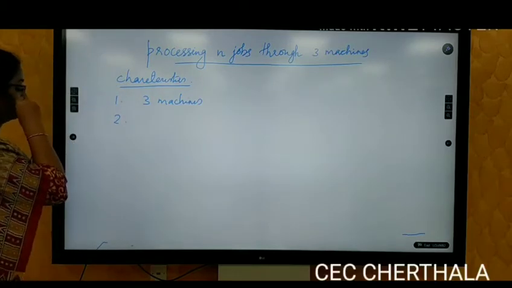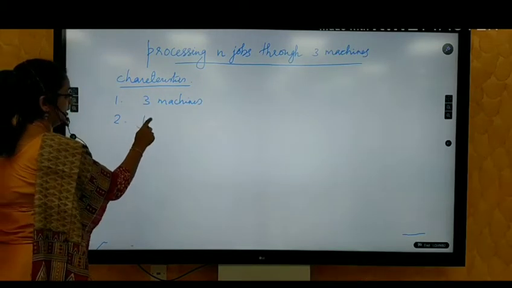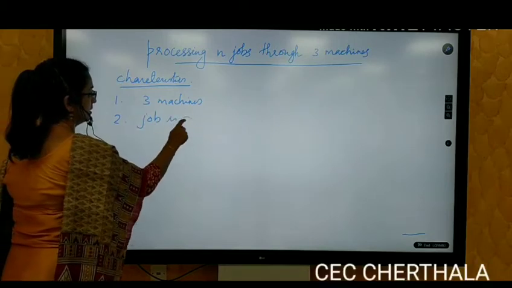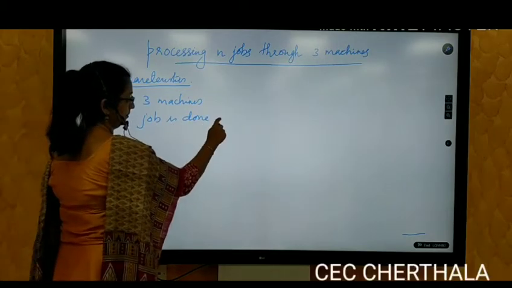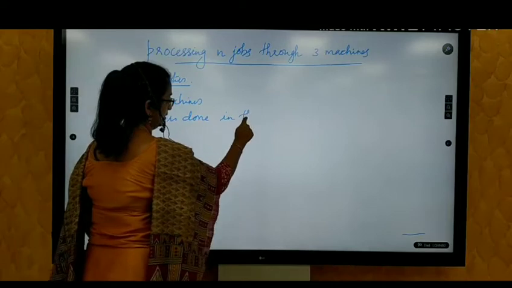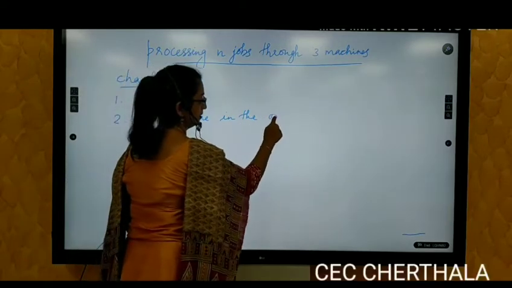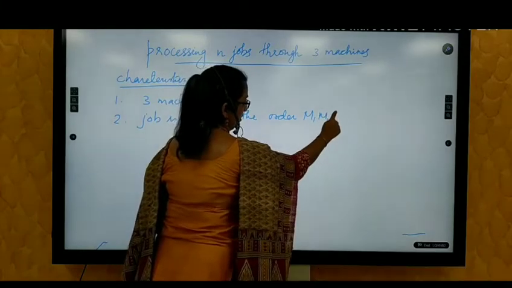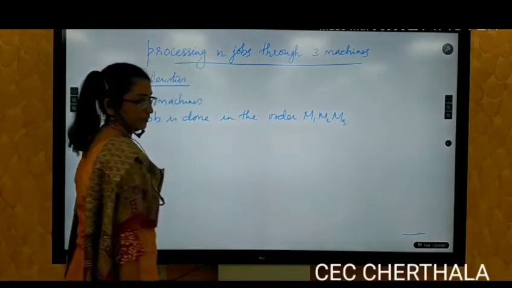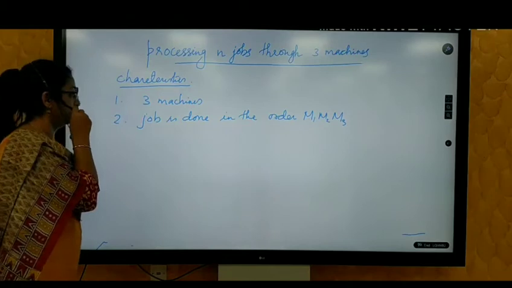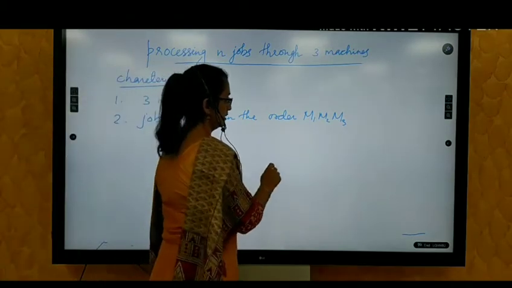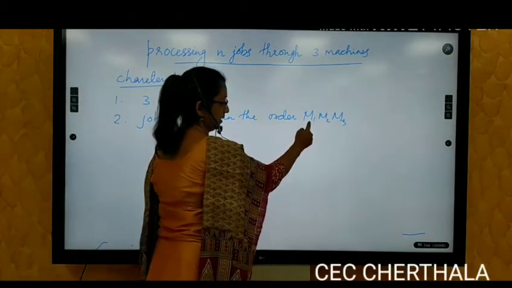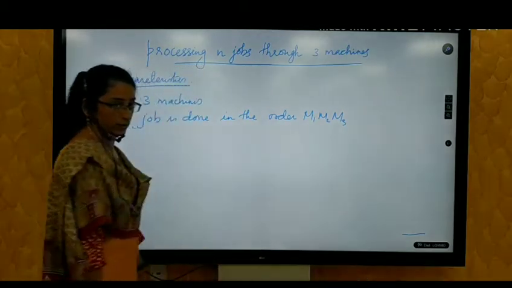Second, job is done only in the prescribed order, say M1, M2, M3. So first job should go to machine M1, secondly to M2, thirdly to M3.